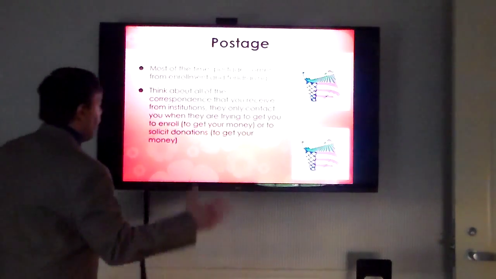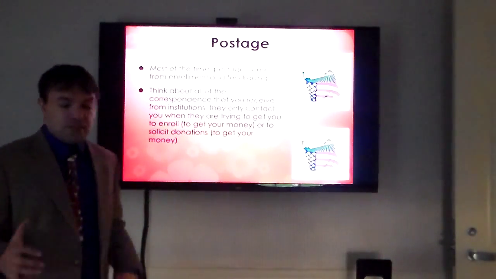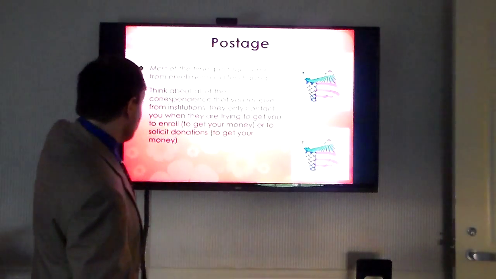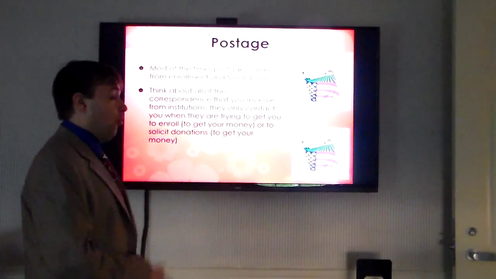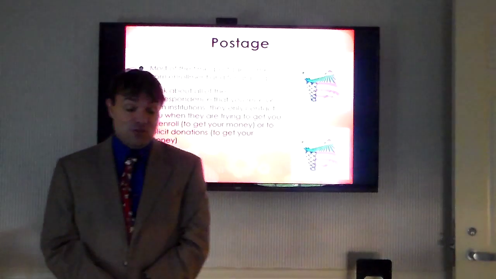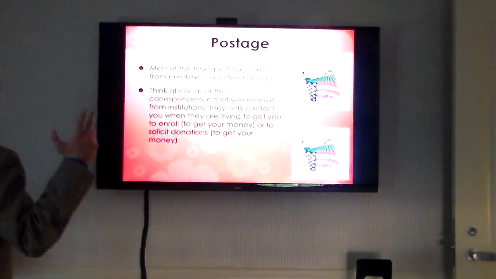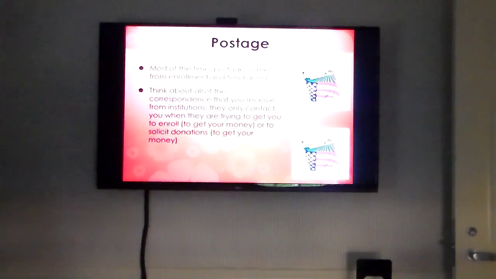Postage. Think about how much this costs. When they're asking you for money, they're spending money to send it to you. So postage costs money as well, and it can come from enrollment issues and fundraising issues as well. They're trying to get your money and they're trying to solicit donations, so you've got to pay for postage.